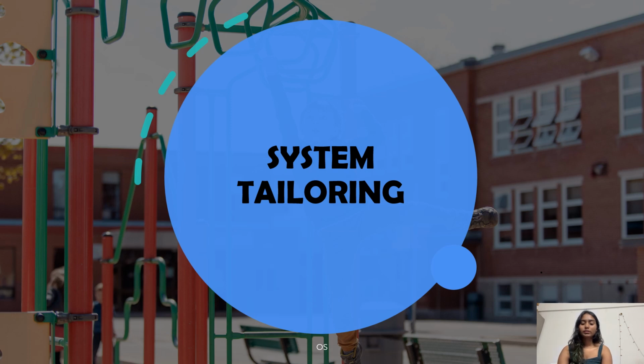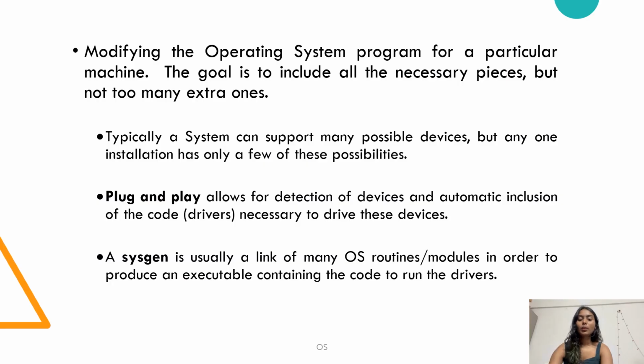So now we'll be looking at system tailoring. Modifying the operating system program for a particular machine, the goal is to include all the necessary pieces but not too many extra ones. Typically, a system can support many possible devices, but any one installation has only a few of these possibilities. Plug and play allows for detection of devices and automatic inclusion of the code necessary to drive these devices. A sysgen is usually a link of many OS routine modules in order to produce an executable containing the code to run the drivers.